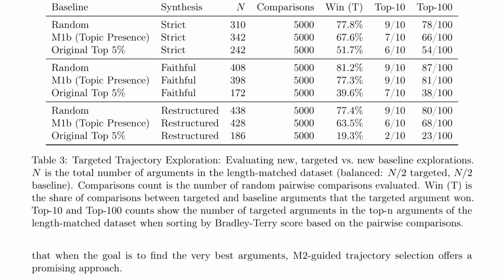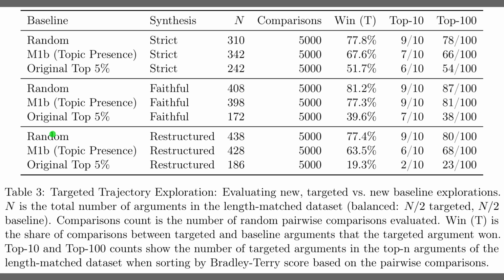Okay. Since Figure 3 proved we can predict quality, Table 3 asks if we can use those predictions to steer generation. The authors create targeted arguments from high-scoring patterns and compare them against 3 baselines: random, topic presence, and the original top 5%. In the win rate column, the targeted approach dominates the random baseline, winning 77 to 81% of the time. It also consistently beats topic presence, confirming that structural guidance matters more than just keywords. Most impressively, in the strict section, it even edges out the original top 5% with a 51.7% win rate, effectively generating new state-of-the-art responses on demand.